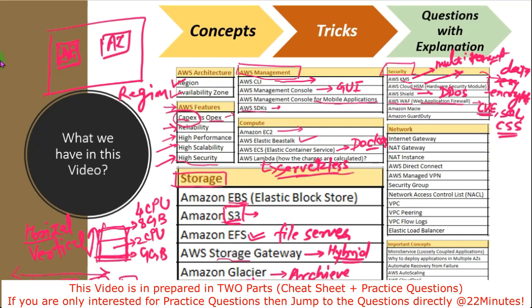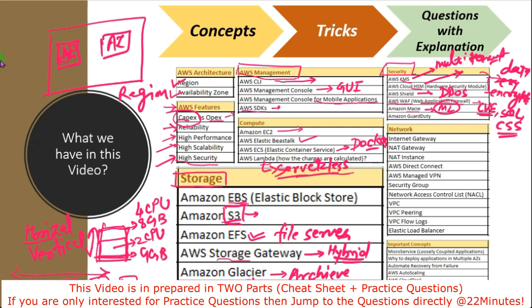Next we have the Amazon Macie service. So what exactly is Amazon Macie? Amazon Macie is a fully managed data security and data privacy service that uses machine learning, and it will help us to protect our sensitive data in AWS with pattern matching.